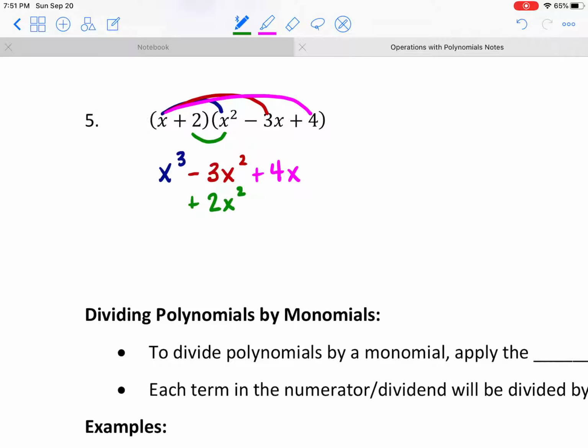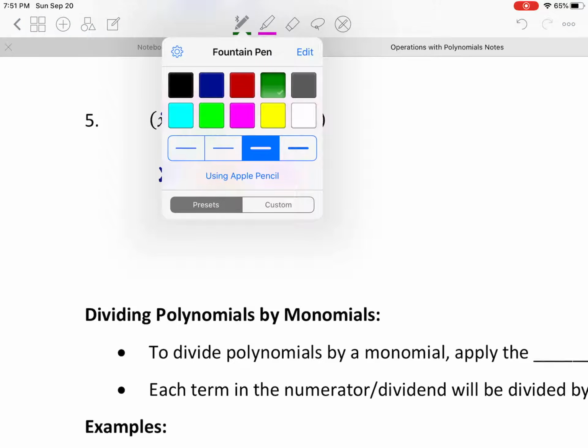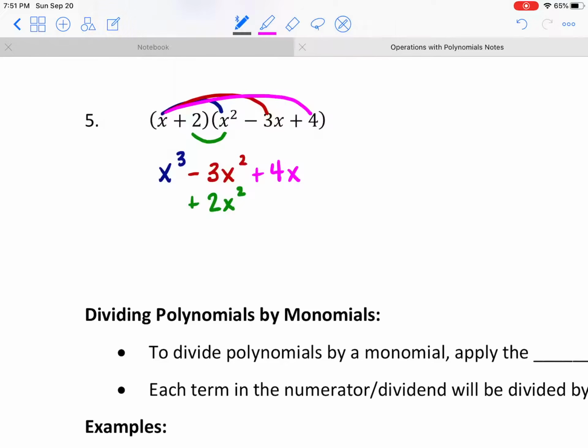So that way it's a little easier for me to combine them when I'm ready. Okay? Let's do this again. When I distribute the 2 times the negative 3x, I'm going to get a negative 6x, which again I know I'm going to combine with that 4x, so I'm going to write it directly underneath. Just makes it easier for me to combine them. And then lastly, the 2 times the 4 is going to give me a positive 8.